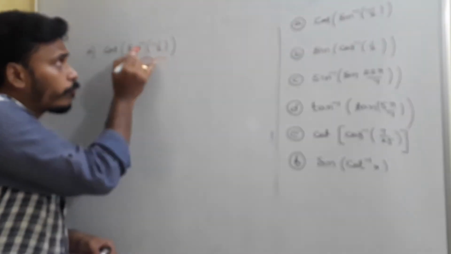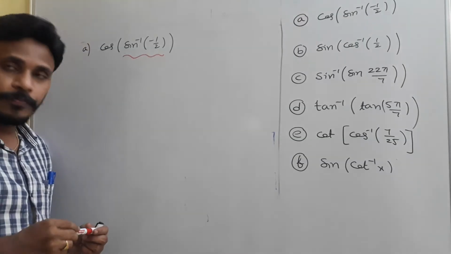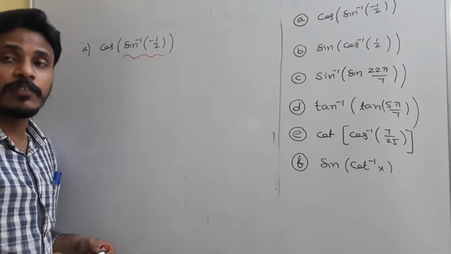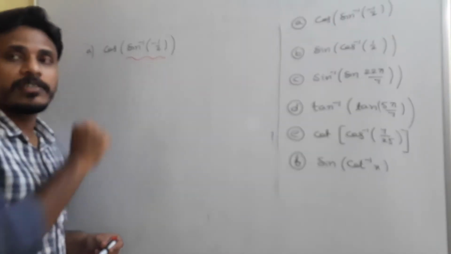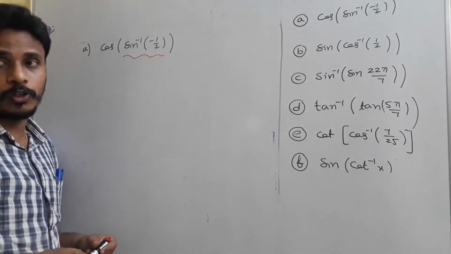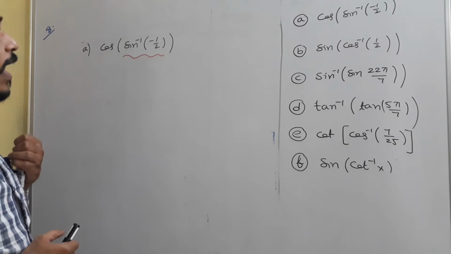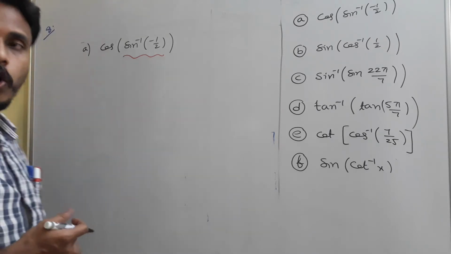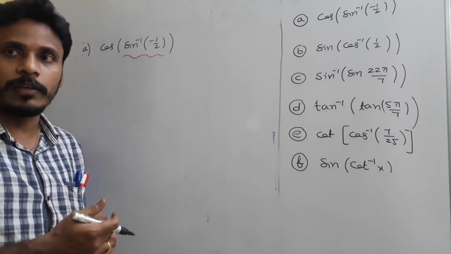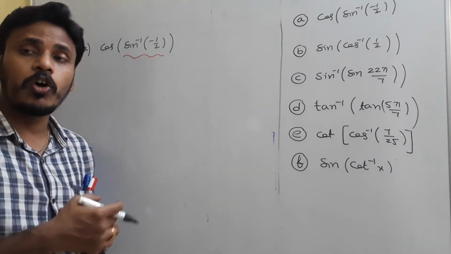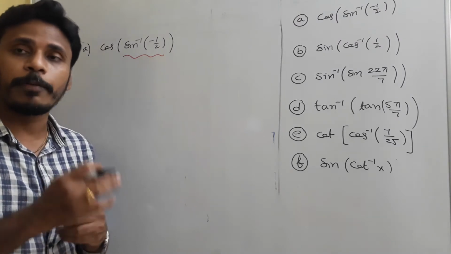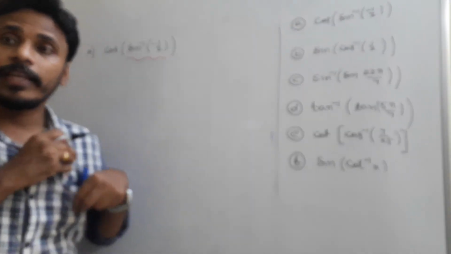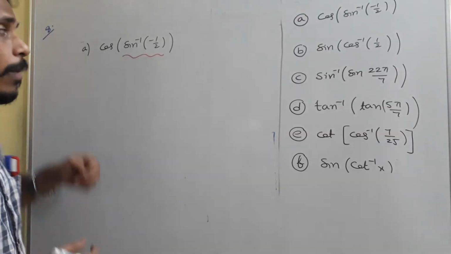Here the input for this sine inverse is a negative quantity. If the input is positive, then the answer is in the first quadrant. If the input is negative, then the answer should be in the fourth quadrant. So we need to find a value in the fourth quadrant whose sine value is -1/2. Okay, so this is the usual thing. First of all, we know sine of 30 degrees, which means sine π/6, is 1/2. Since sine π/6 is 1/2, sine of -π/6 is -1/2.